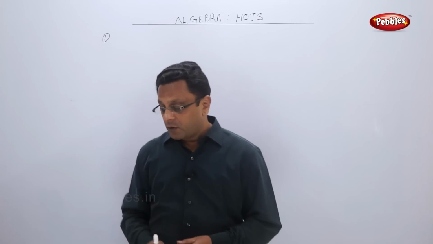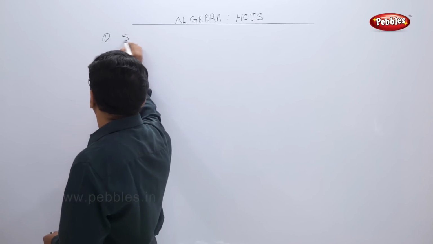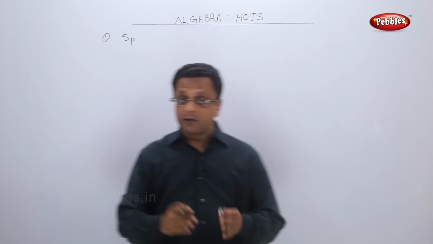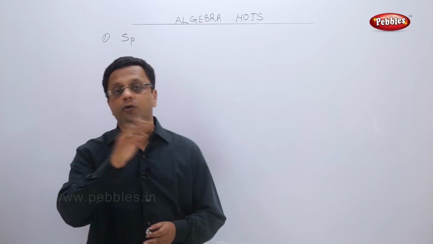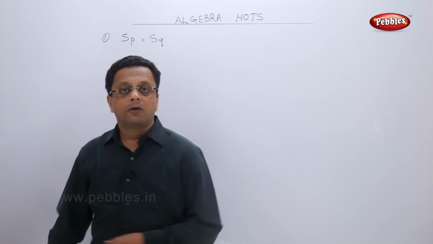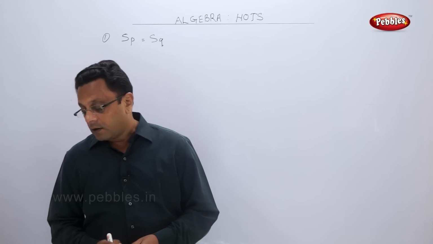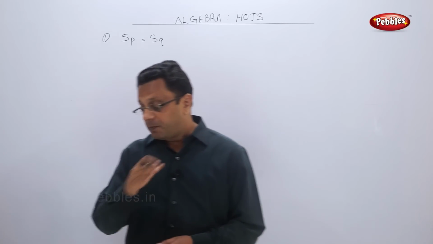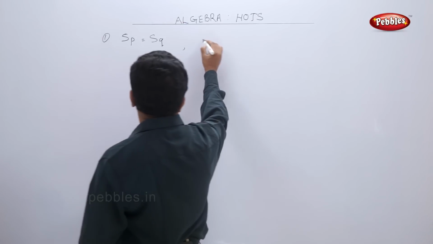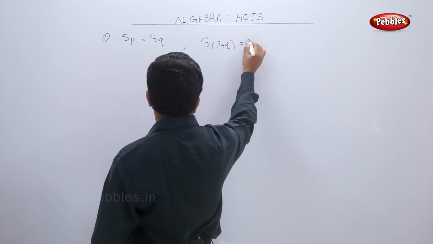if the sum of first p terms of an AP is equal to the sum of first q terms. Now what are they asking? Show that the sum of its first p plus q terms is 0. The sum of p plus q terms is 0.